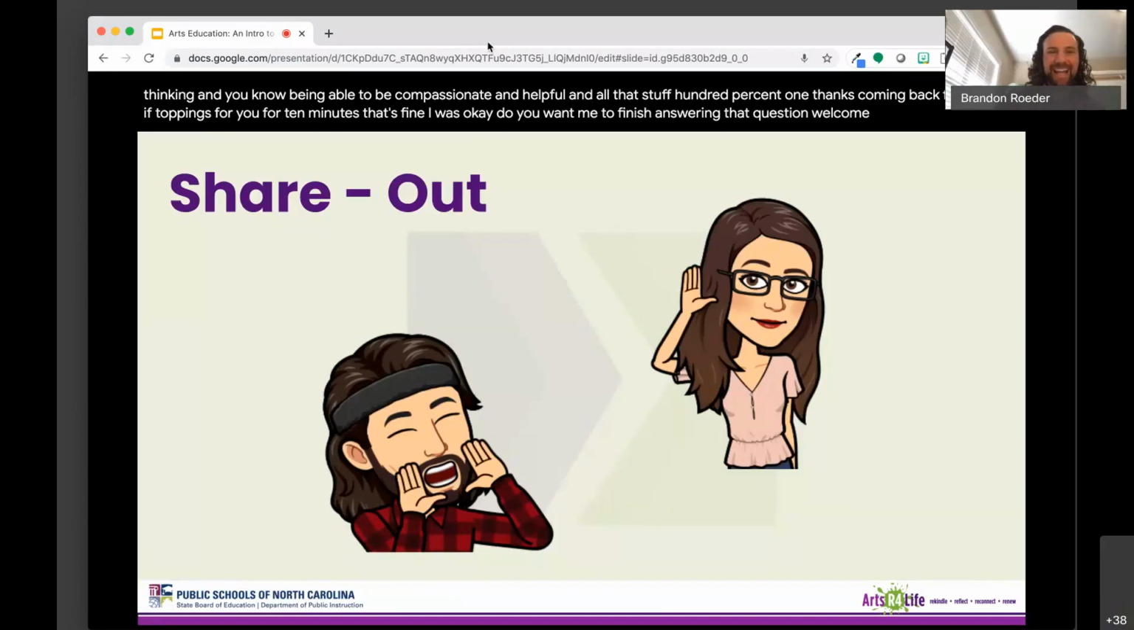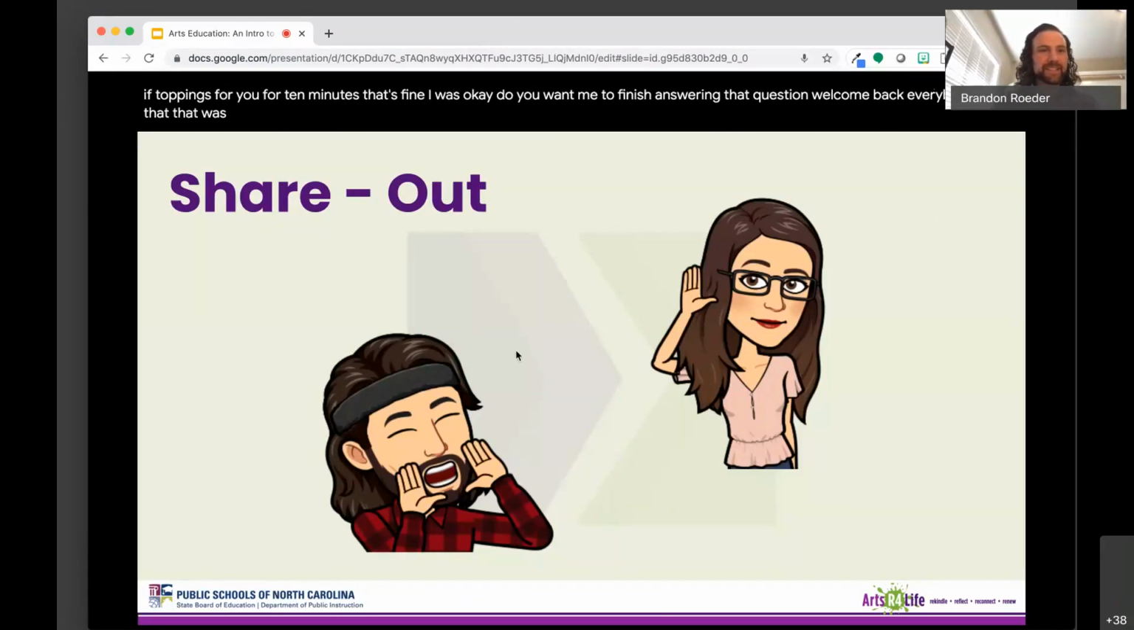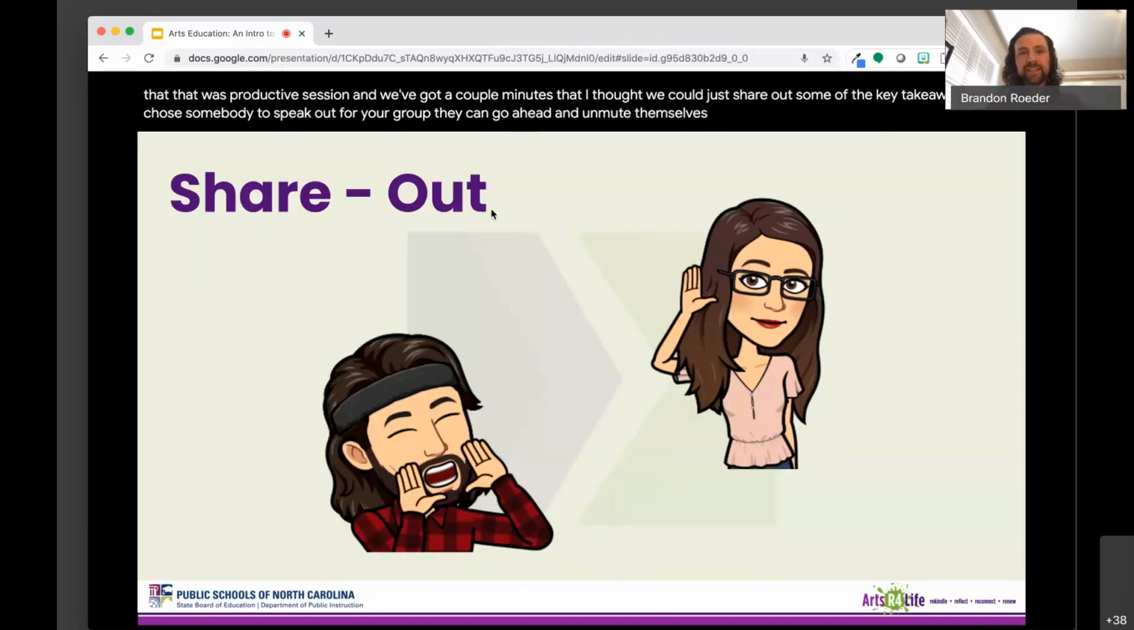Welcome back, everybody. I hope that was a productive session, and we've got a couple minutes that I thought we could just share out some of the key takeaways. If you chose somebody to speak out for your group, they can go ahead and unmute themselves and take the stage. And if you didn't, then if the breakout room leader or moderator could share out, that would be fantastic.